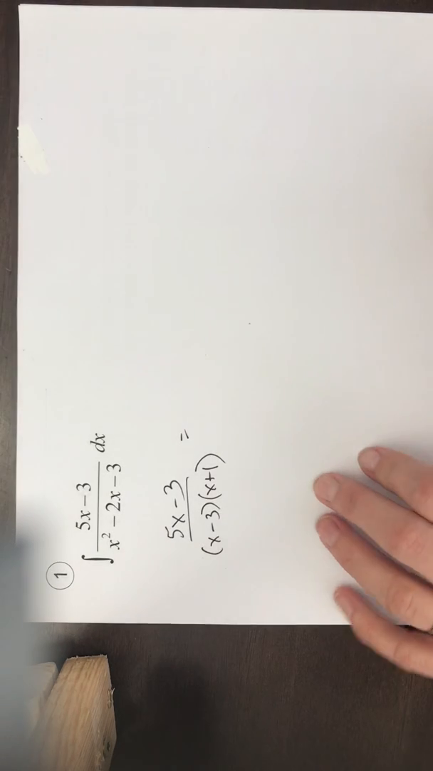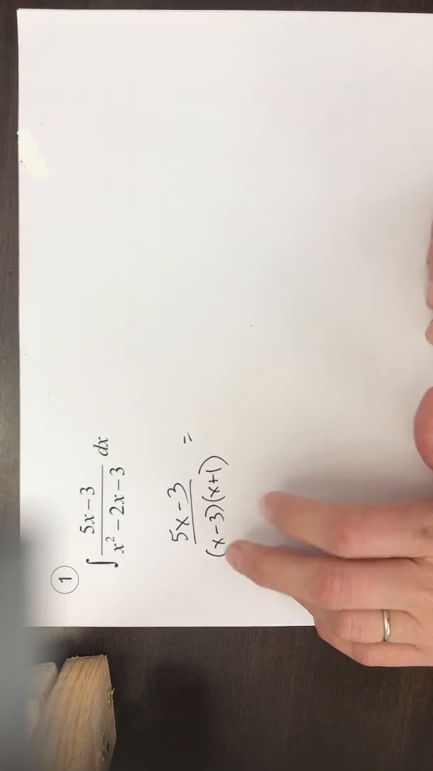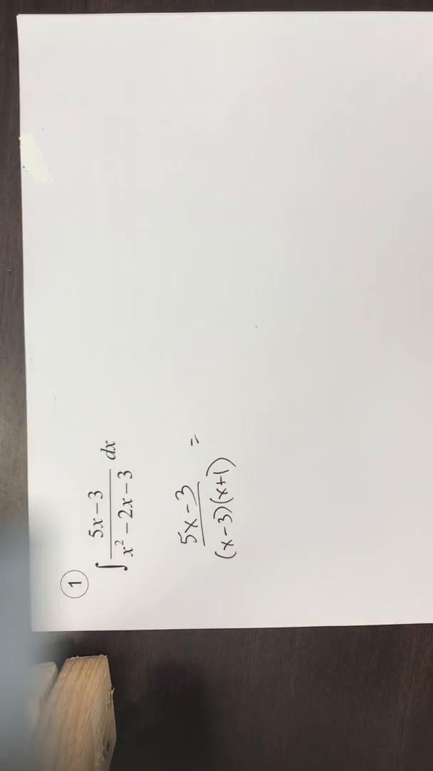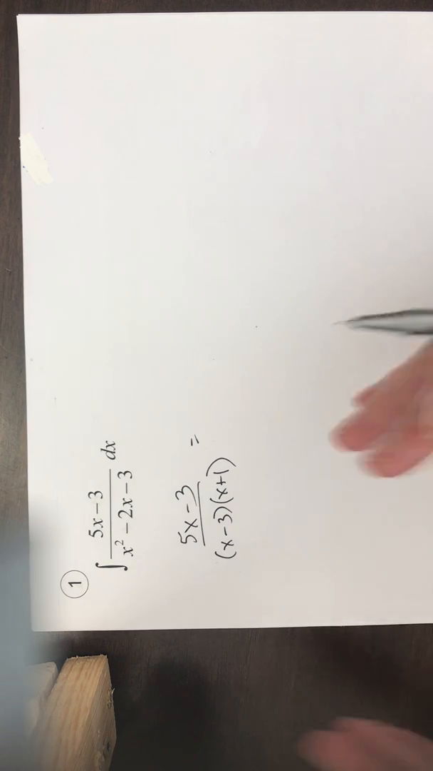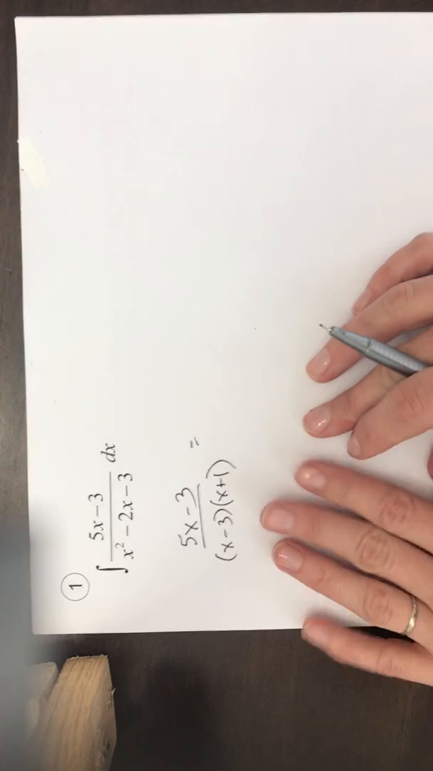And you kind of just have to know when you have two factors, and these are called non-repeating linear factors, meaning it's an x to the first and they're not the same. If they were an x squared, or if you had two of the same factors, you wouldn't do this method the same way, but this is all that's required on the AP exam.